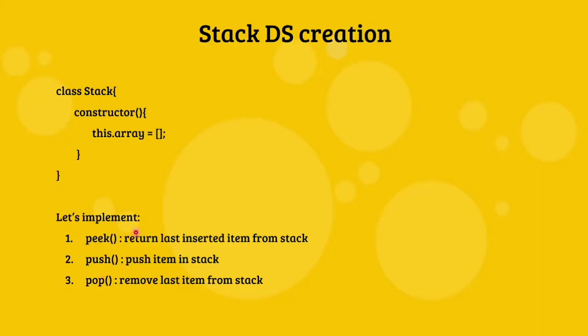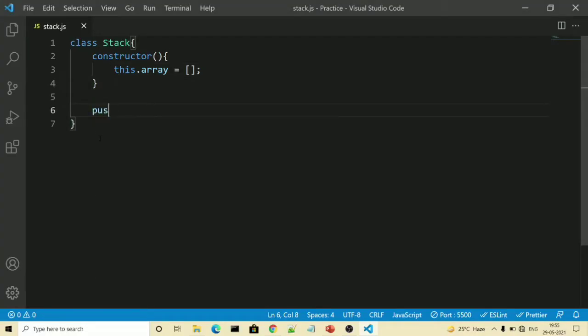After that, we need to implement some of the operations. Firstly, we have peek, which will return the last inserted item from the stack. But before we return that, we need to have something in our stack. So we have the push method, which pushes an item inside the stack. So firstly, we will write the push method, then peek, and then we will talk about pop. So let's begin.